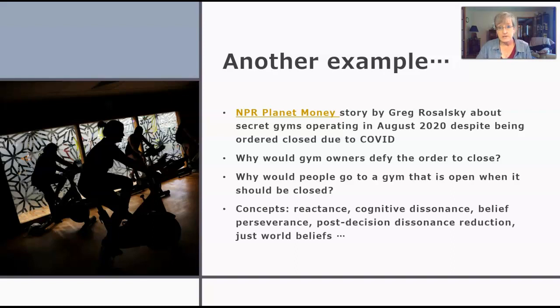There are a lot of concepts that we could apply here. One of them is the concept of reactance, which is based on reactance theory. Basically, when people feel that something that they have no control over is being imposed upon them in such a way that it really kind of yanks at that desire we have to feel like we have the freedom of choice, to feel like you telling me that I can't do whatever it is that I want to do is actually an existential threat.